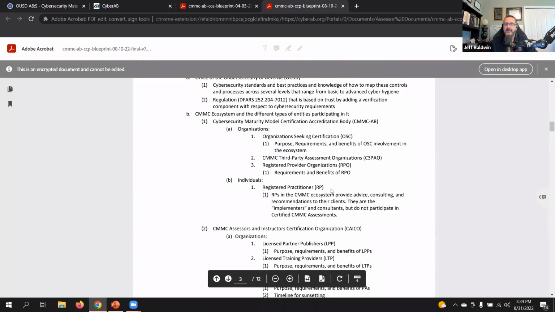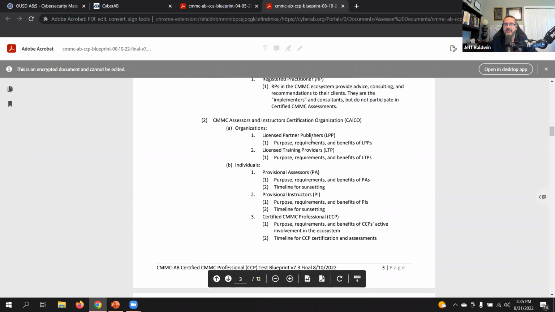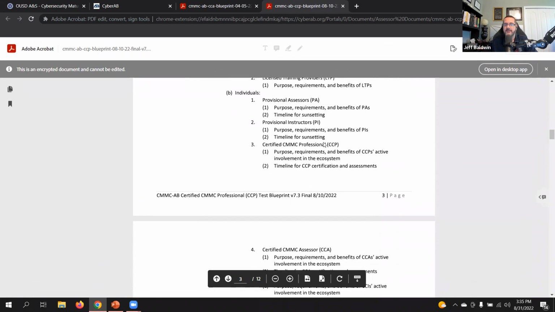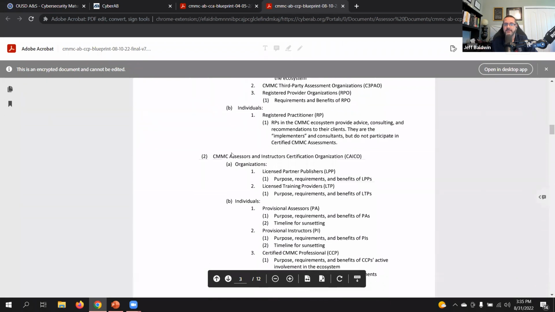And then for individuals, they have RPs, or registered practitioners. These are not certified. There's no certification. They are just more or less registered, and they cannot participate in the assessments. So in their mind, this is the consulting side, right? As kind of a clean look. So you have consultants on this side of the fence, and then on this side of the fence, you have the assessors. So let's go down to the next section.